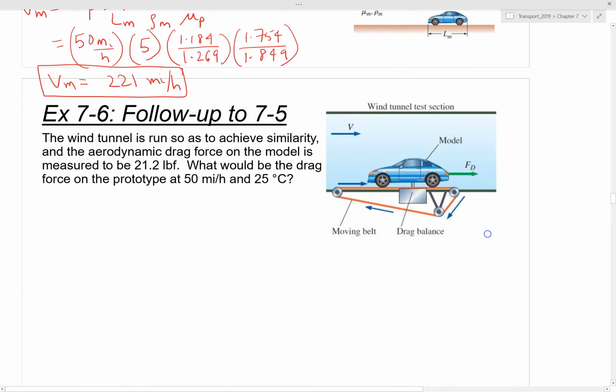Okay, so follow up to the previous problem. The wind tunnel is run so as to achieve similarity. The aerodynamic drag force on the model is measured to be 21.2 pound force. What would be the drag force on the prototype at 50 miles per hour and 25 degrees Celsius? Okay. So here, what do we do?